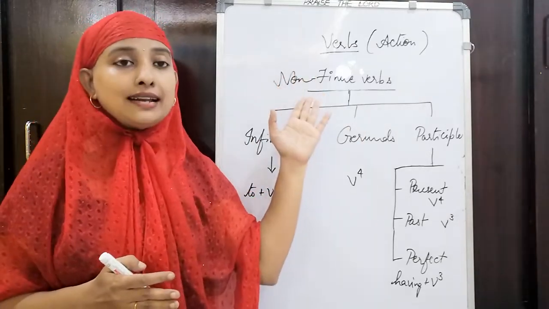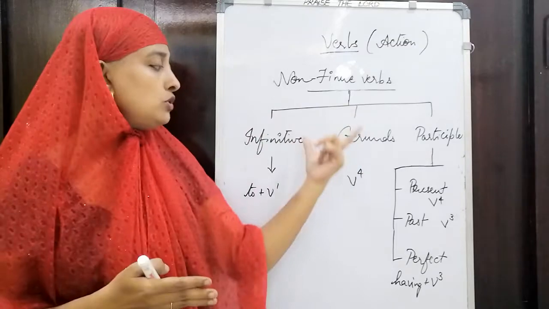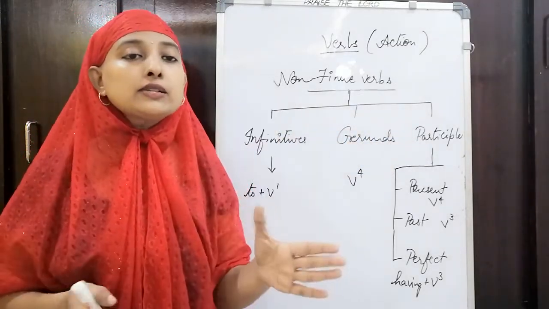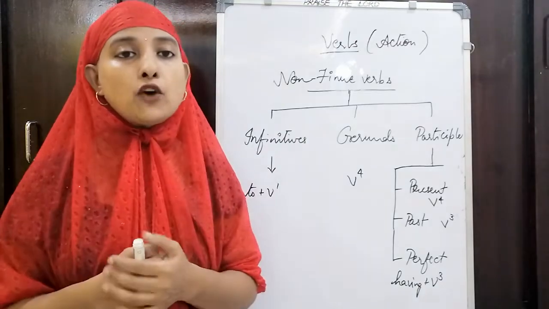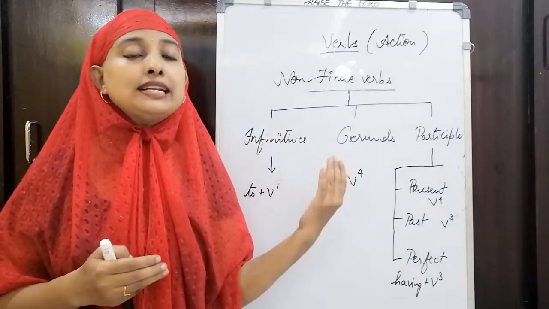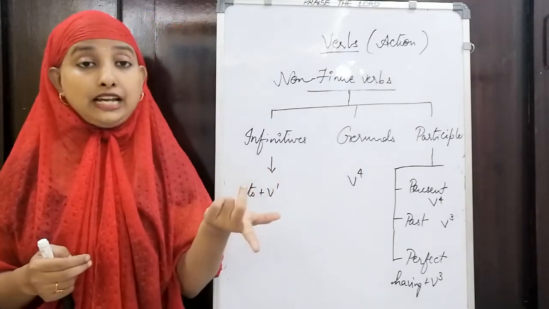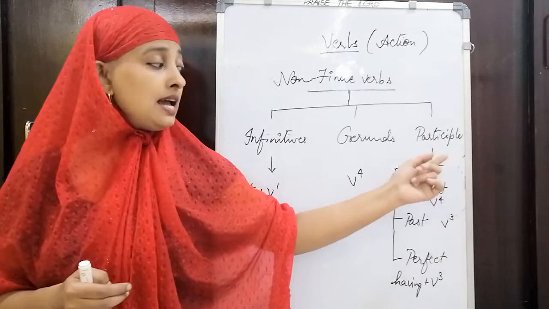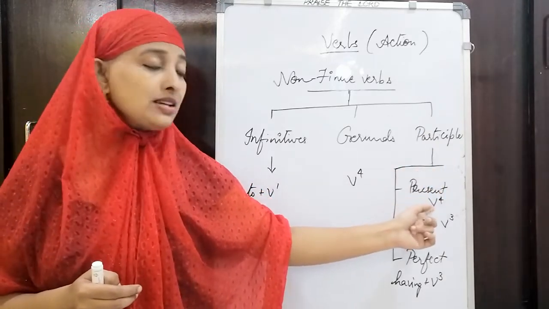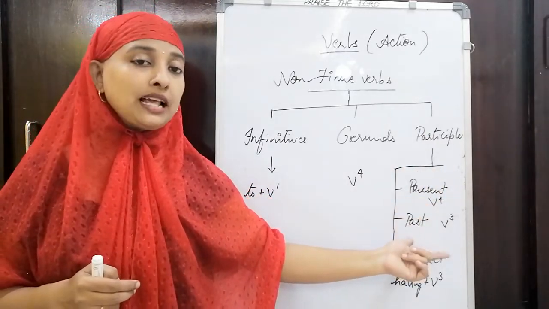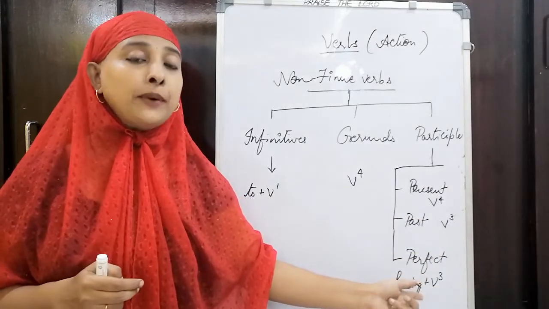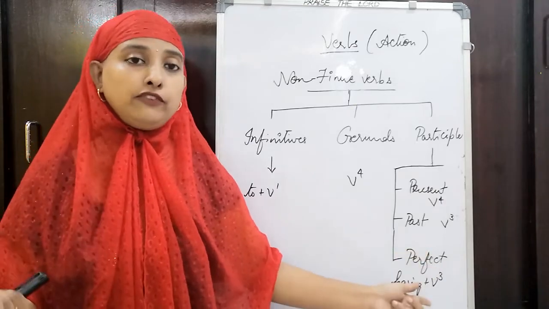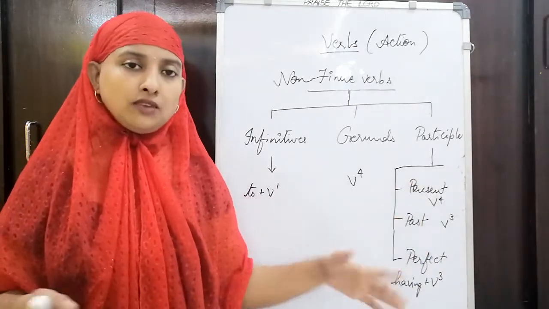And coming to non-finite types, they are again classified into three types: the infinitives, gerunds and the participles. Infinitives are nothing but to plus V1 form, that is the root form. Gerunds use the V4 form, which is the ing form of the verb. In the present participle, they use V4 form. In past participle, they use V3 form. In perfect participle, they use having plus V3 form. What all these forms are, we will discuss in detail.